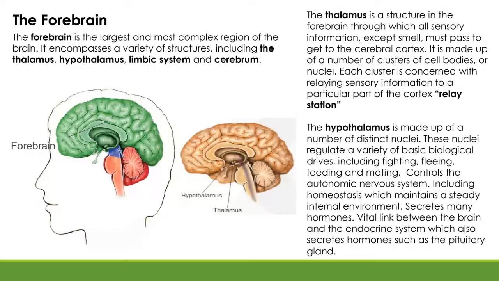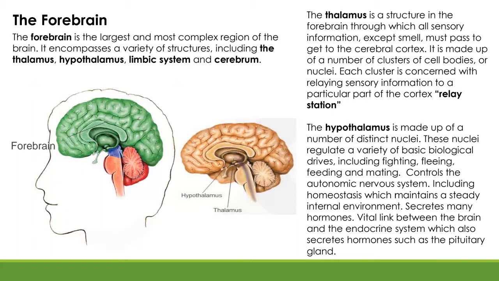And the forebrain is the most important part. It's the biggest and most complex region of the brain. It encompasses a variety of structures, including the thalamus, the hypothalamus, the limbic system, and the cerebrum. So the forebrain is the big frontal part of our brain where most of our cognition and our thinking takes place. Processing information from our senses takes place in the thalamus. So it's the most important and complex part of the brain.